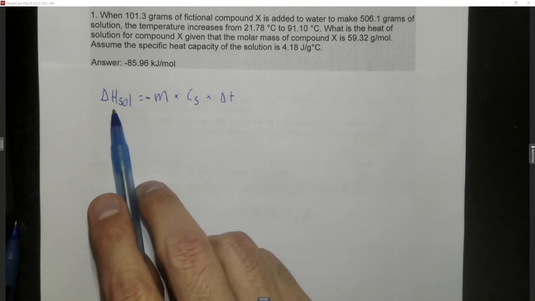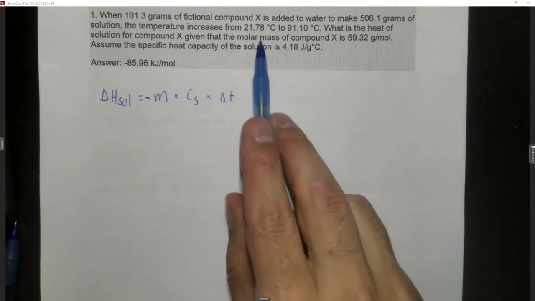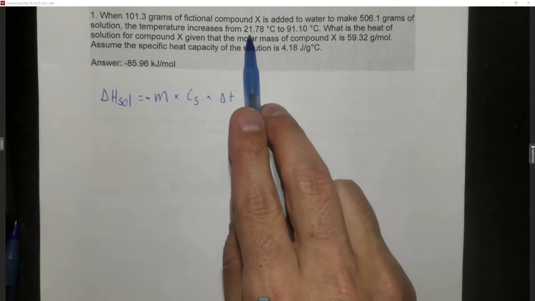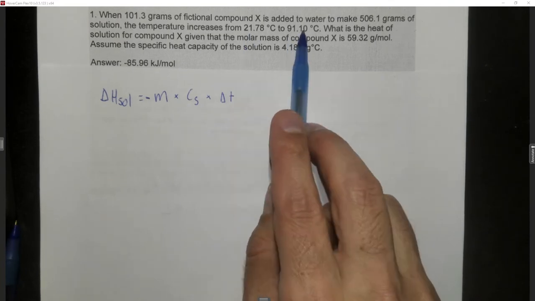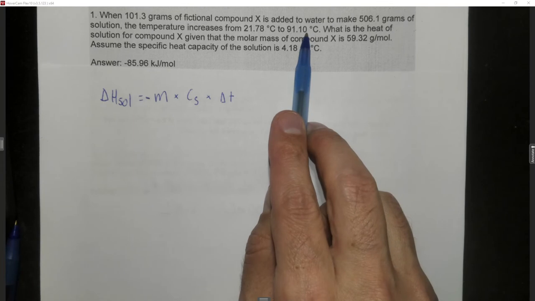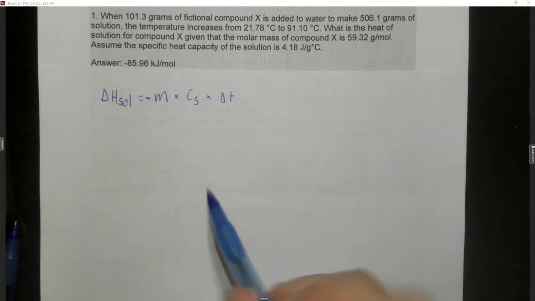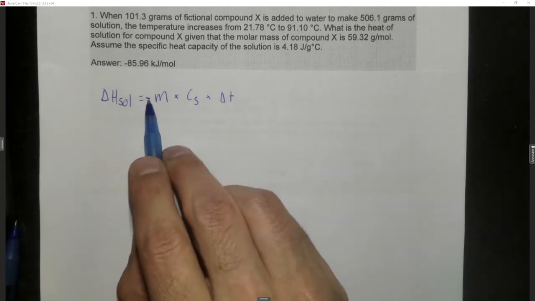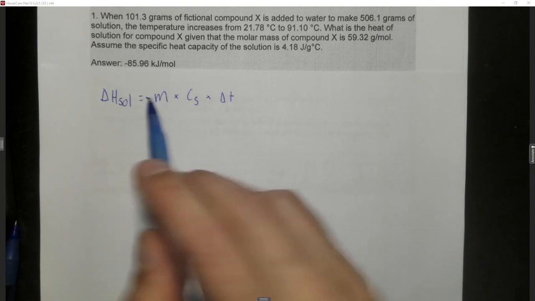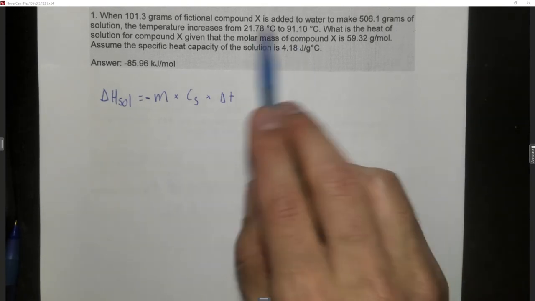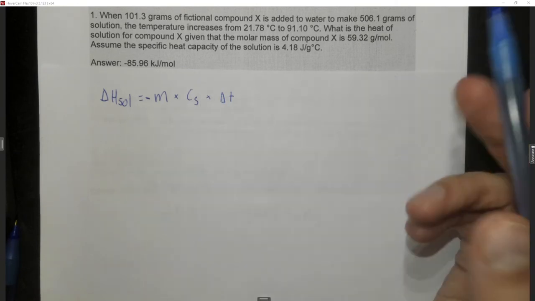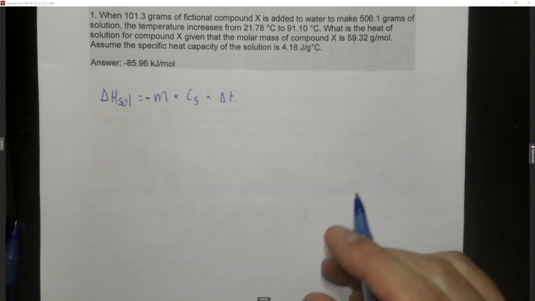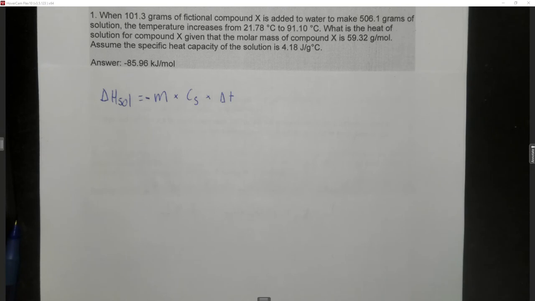Also, we need to know if the delta H of the solution is negative or positive. Well, in this case, it went from 21 degrees to 91 degrees. That means that when this dissolved, it was exothermic. It gave off heat energy and the temperature increased. So the delta H of the solution should be negative. You can do that by this negative sign, or you can also just realize that whenever the temperature increases, it's negative. Whenever the temperature decreases, the delta H of the solution is positive because it's sucking heat out of the solution, so the solution becomes colder.